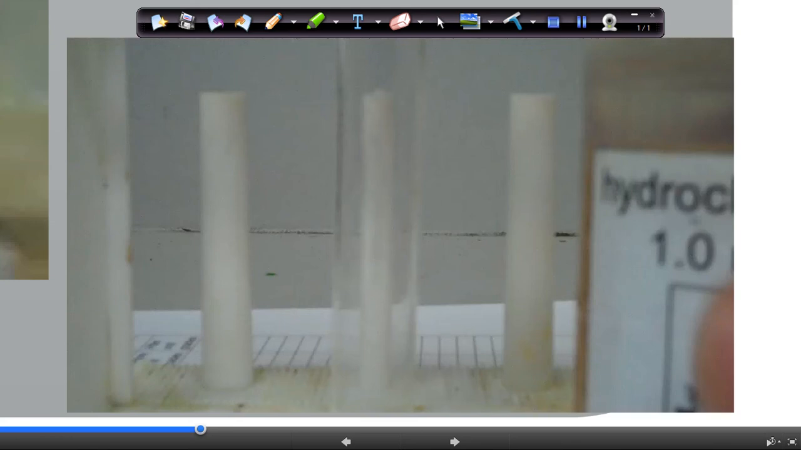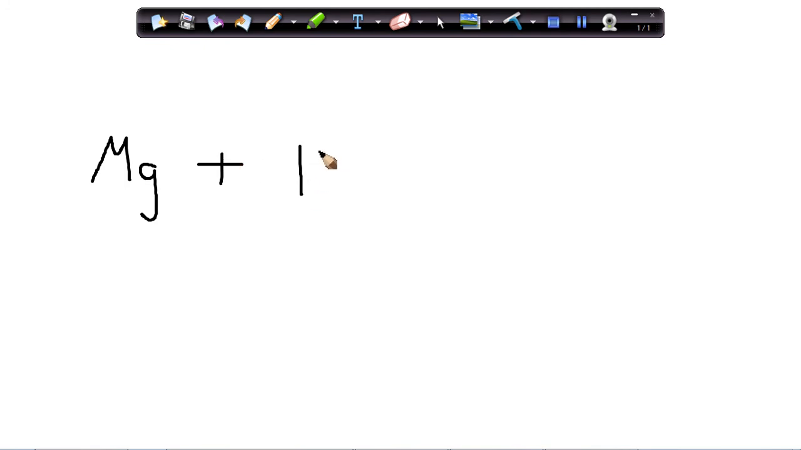And this is actually a single displacement reaction, and I'll show you why. We'll do this one as an example too. So let's look at what we started with. We started with magnesium metal, and we combined it with hydrochloric acid, which is HCl. And we know that we had some hydrogen gas produced. I'll put this one over this end. Hydrogen gas is H2.